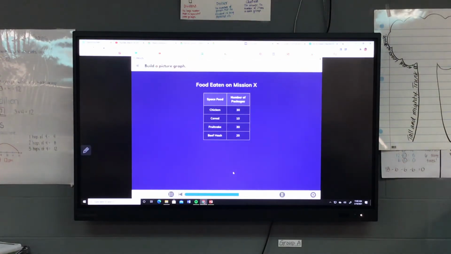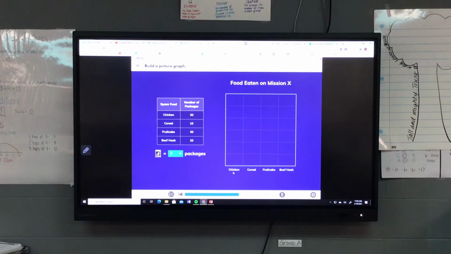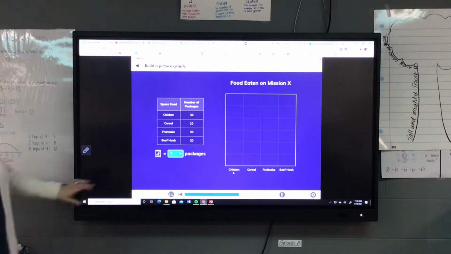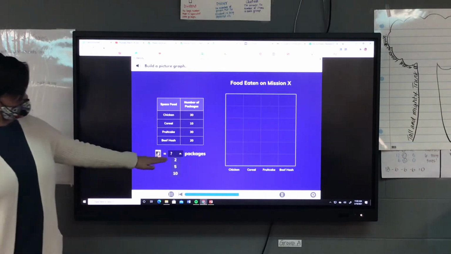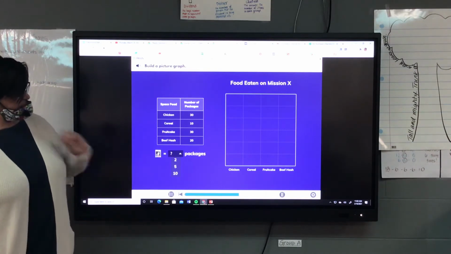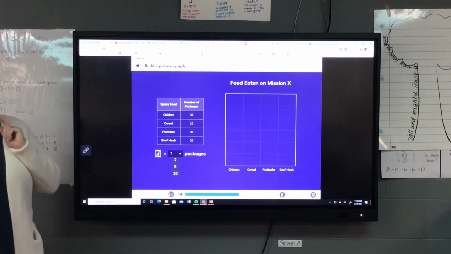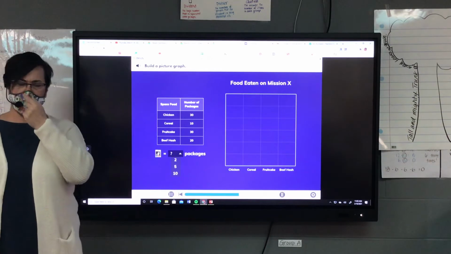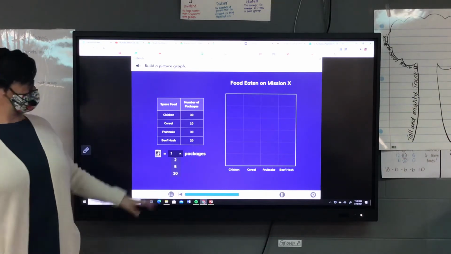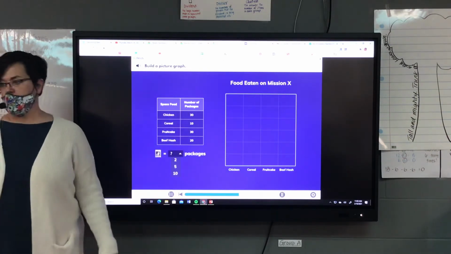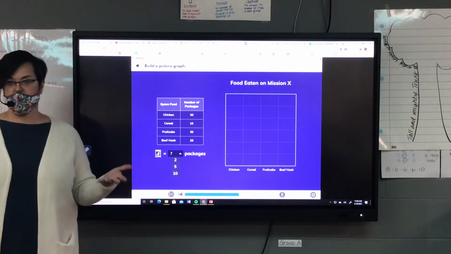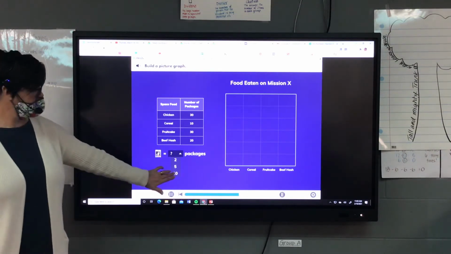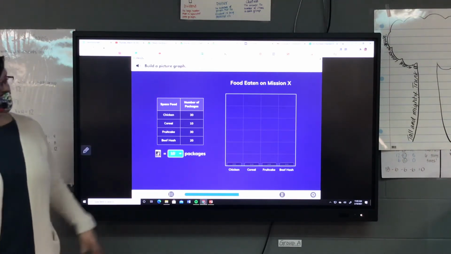This table shows how many packages of space food the astronauts ate on their last mission. Build a picture graph. 2s, 5s, or 10s? 10. Why? Because that will be the easiest, because they all end with 0. So does that make it easy to skip count by 10s? Plus, if we did 5s, there wouldn't be enough.